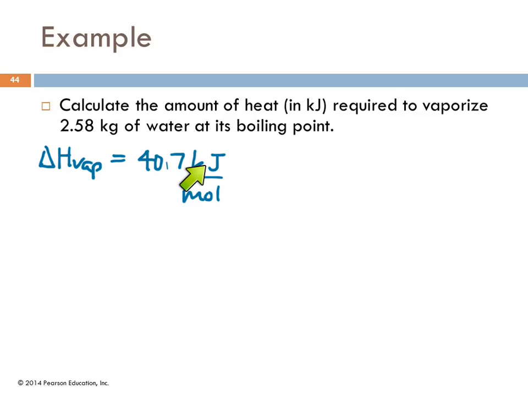This gives us the relationship between kilojoules and moles. So what do we need to do? We need to take this mass and convert it into moles. And then we can use this as a conversion factor. So this ends up being dimensional analysis. We're going to take kilograms to grams to moles to kilojoules.